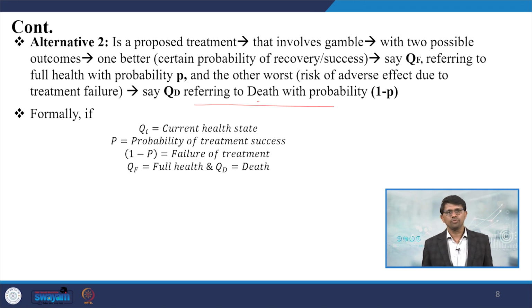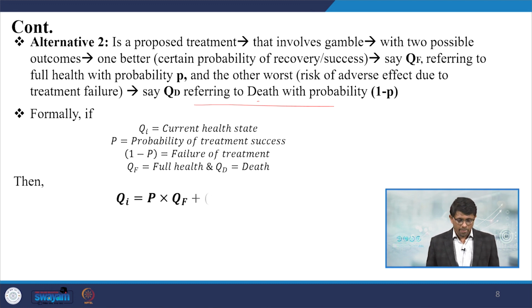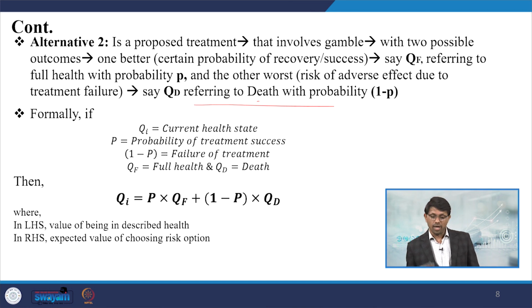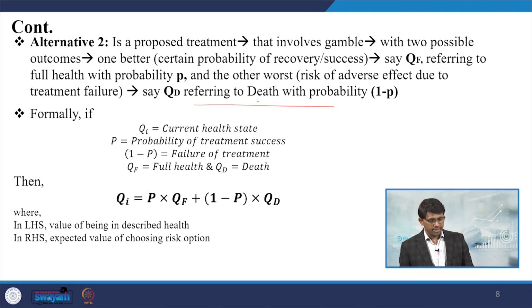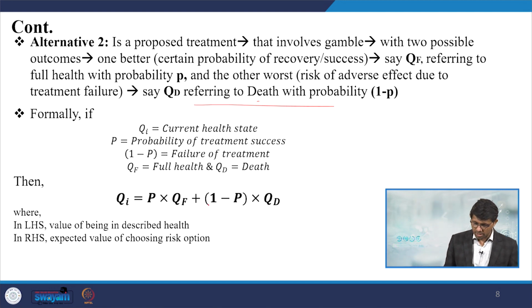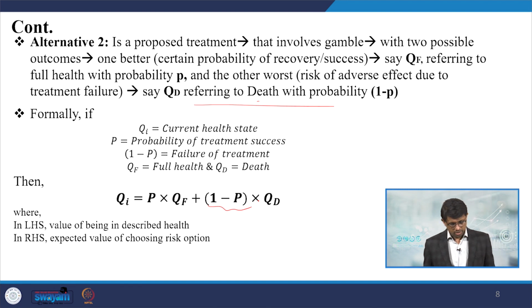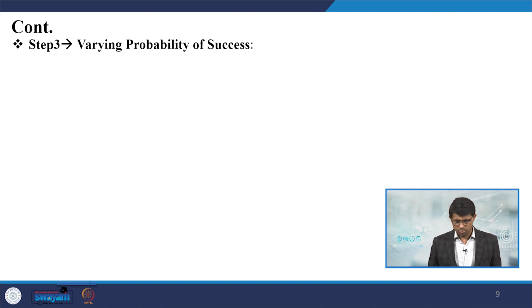Hence, the utility function is defined as an expected form with their probabilities p and 1 minus p. So, we can write it as p times QF. QF we have already said is if the patient improved with the treatment, and in the second one, 1 minus p is not improved, rather losing life. Okay. So, in the left hand side we are actually explaining the value of the described health, and on the right hand side we are actually explaining the expected value of choosing the risk option.